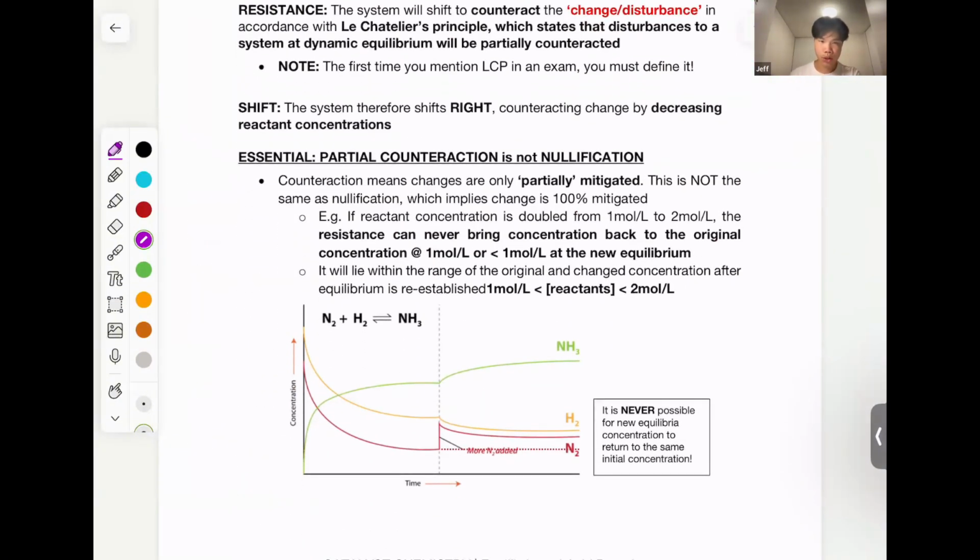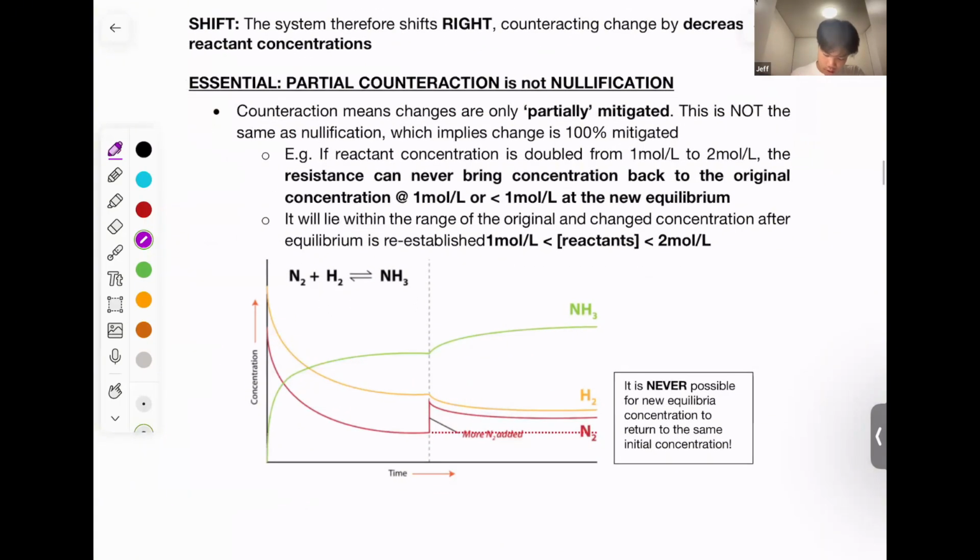One small thing to note is with concentration changes, say that you increase the concentration of nitrogen in this system, the resistance will never ever nullify the change. Nullifying meaning bring back to where it began. And it will never exceed the concentration that you started at either. That's not possible. Resistances of concentration changes are only ever partial counteractions. So you'll end up somewhere between the maximum concentration and the starting concentration. It will never go below or be the same as the starting concentration.